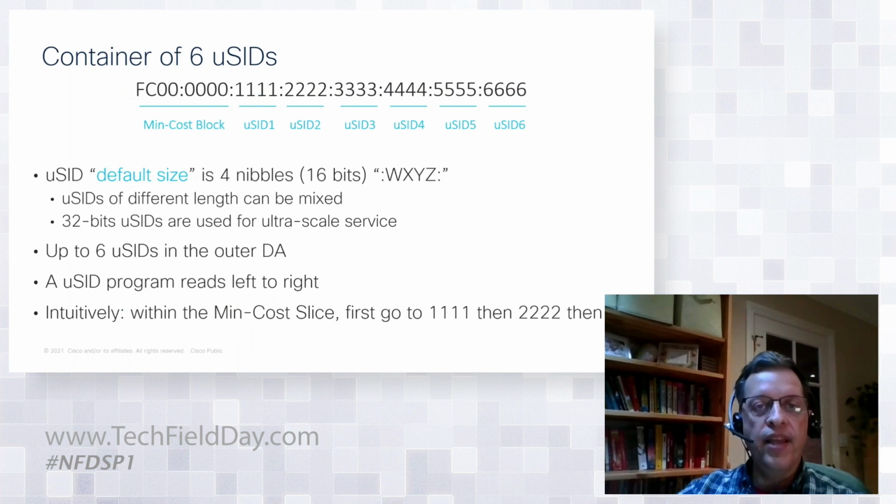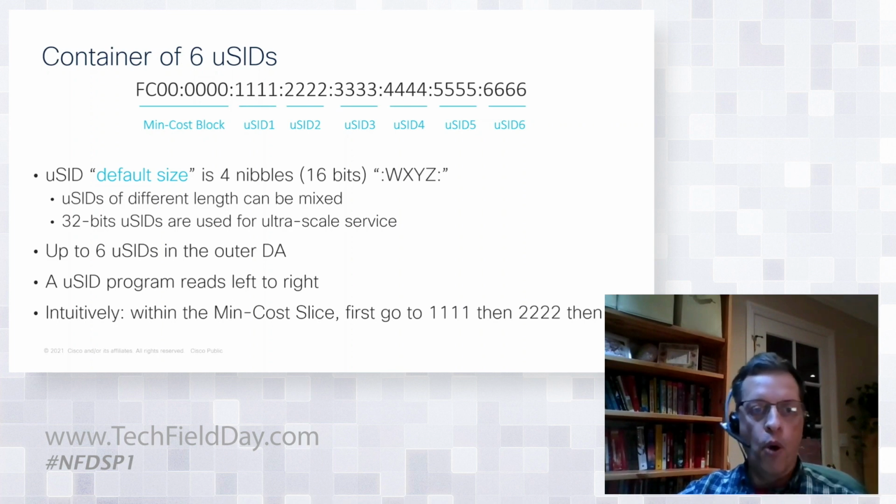Now, when you move from the block, then you realize you now have your micro SIDs. The micro SIDs by default are also of a particular size. They are 16 bits. So four nibbles, W, X, Y, Z. They can also be of different size. They can be 32 bits if you need to go ultra scale and you need to have over 4 million micro SIDs that you want to address. But when you use four nibbles, 16 bits, you can carry, when you do the math, 6 micro SIDs inside of the carrier. So 32 for the block, and then 6 micro SIDs. That would be for a total of 128 bits.